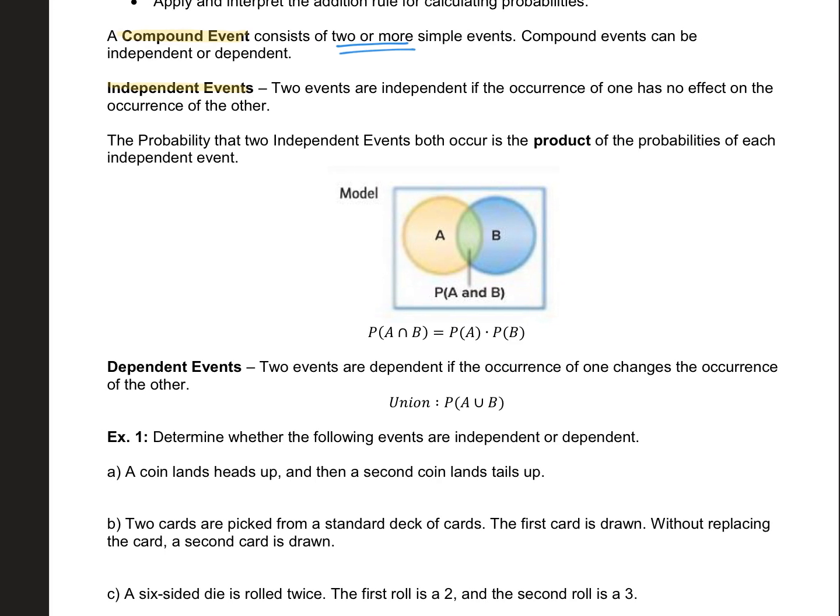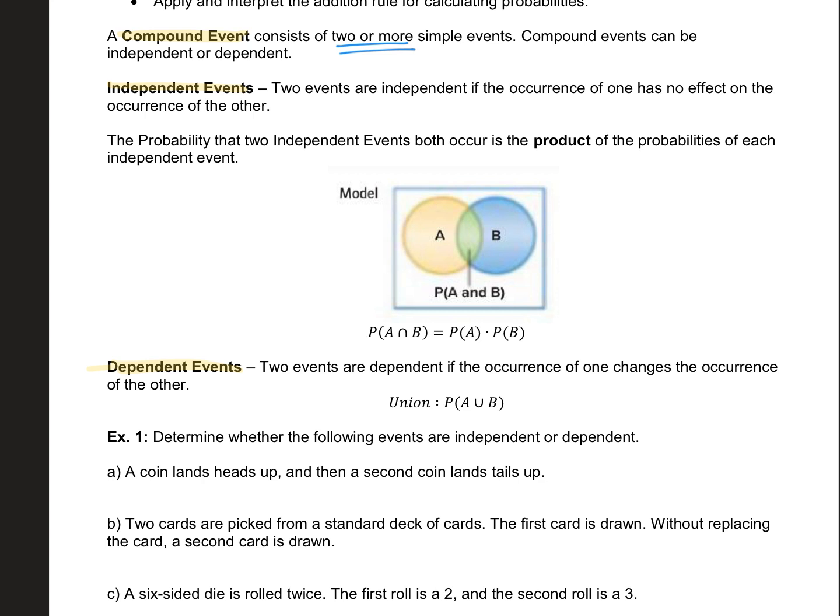Then a dependent event. Two events are dependent if the occurrence of one changes the occurrence of the other. So one impacts the other. I really just think of science class, where you talk about independent and dependent events and variables quite often. So dependent, they depend on each other. Independent, they do not need each other.